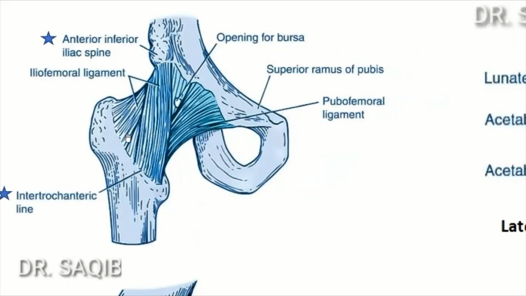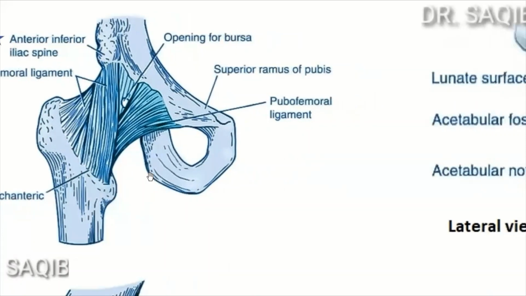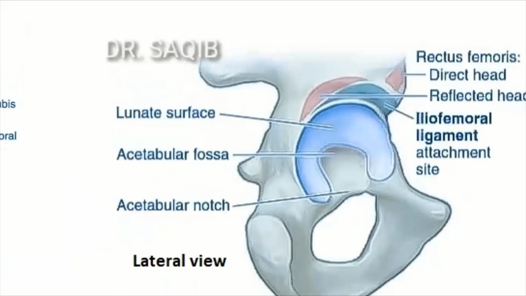It has two parts. You could see this is the limb of the Y attached to the lower part of the anterior inferior iliac spine, and also to some part of the acetabulum. And here you could see this descending down, passing superiorly and inferiorly. And this is the intertrochanteric line, where it attaches distally. Here you could see as well the distal attachment.